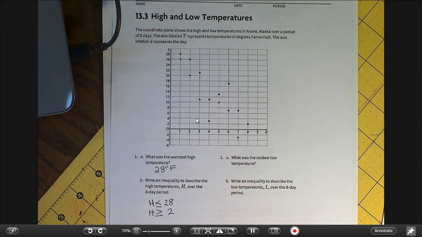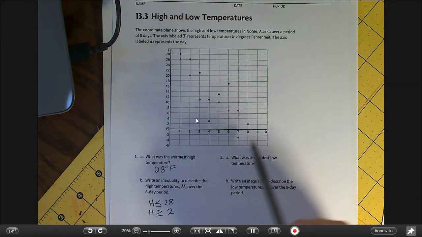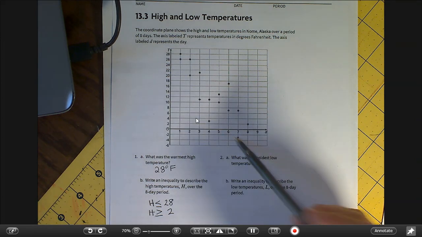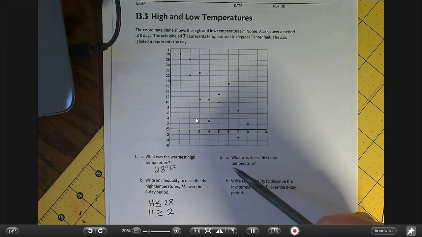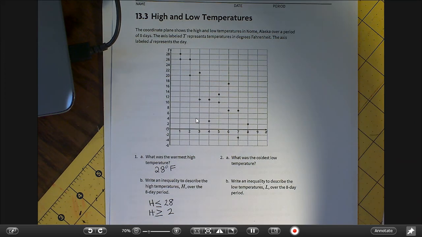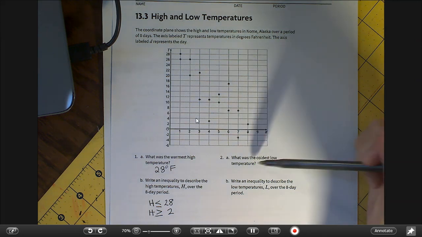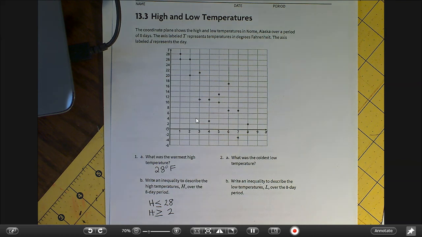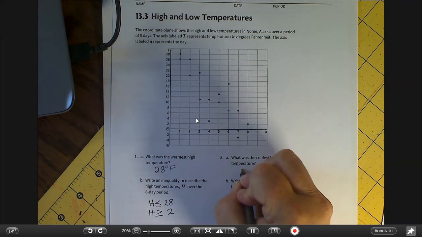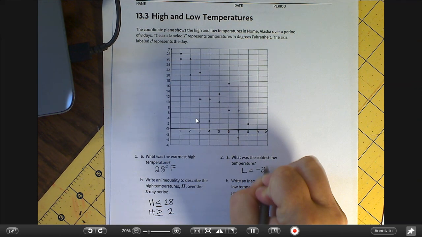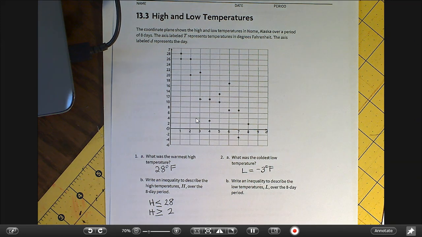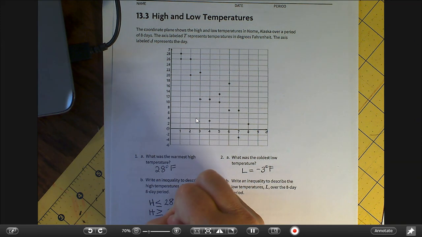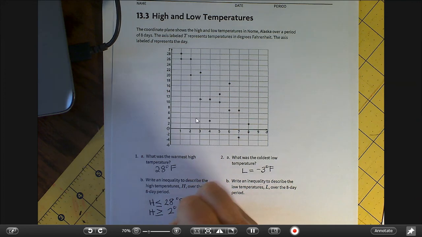Okay. Number 2A, what was the coldest low temperature? So now we're looking at the second dot. It's a little harder than if you look at the screen because these are not colored like the screen was. All right, so what was the coldest low temperature? And that would be that one. And that is the low is equal to -3 degrees Fahrenheit.